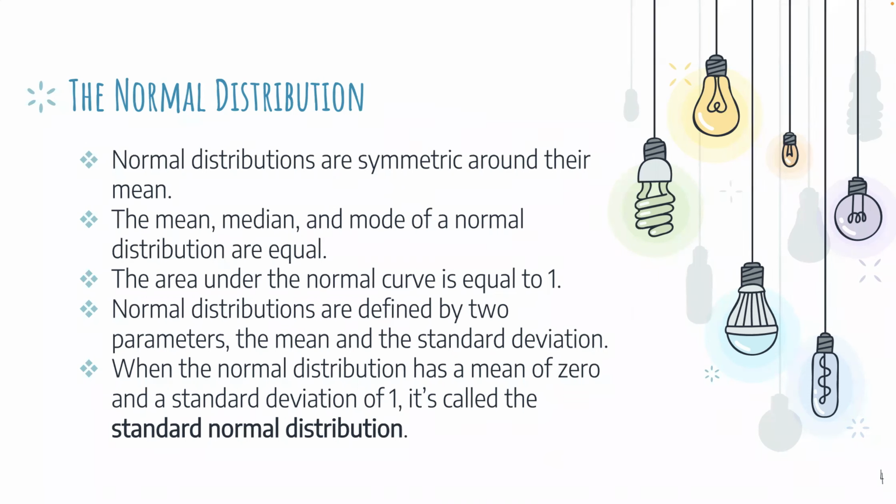And then there is something called the standard normal distribution, which is when I standardize all of the values on that normal distribution and I make the mean 0 and the standard deviation 1. All right, so when the normal distribution has a mean of 0 and a standard deviation of 1, it is called the standard normal distribution.